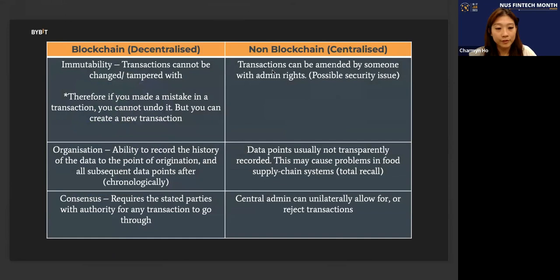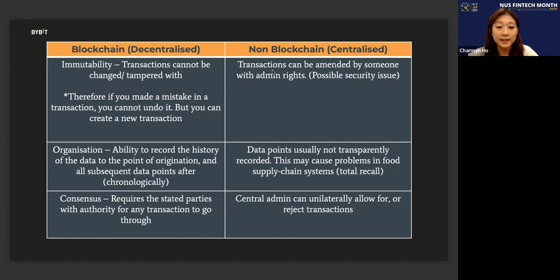Okay, so in summary, a blockchain is immutable and transactions cannot be tampered with because, as mentioned before, it's transparent and you're not able to change it because all the blocks are linked and thus the network will not allow changes. Comparatively, a non-blockchain is centralized. Hence, anyone with admin rights can edit the data without anyone else knowing.